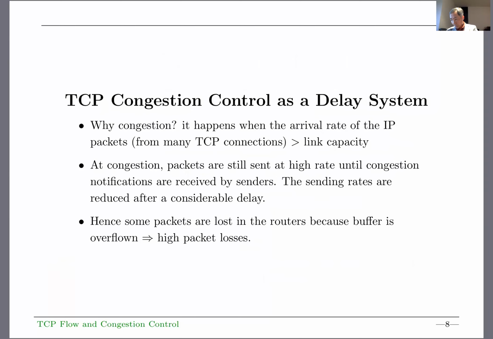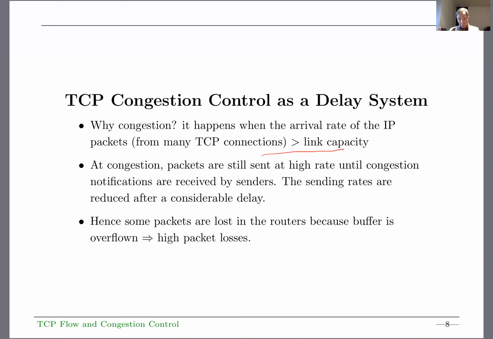So you can see TCP is a delay system. The congestion happened because the packets from many connections are greater than the link capacity, okay? So during congestion, packets are still being sent from the source until it receives the congestion notification. And in this case, the congestion notification is the RTO.